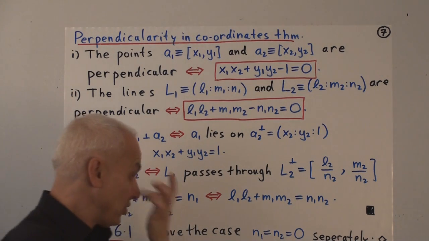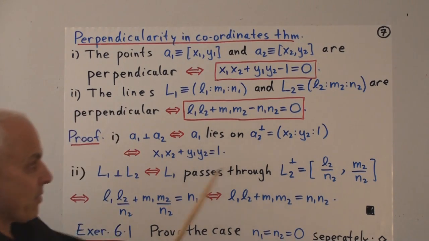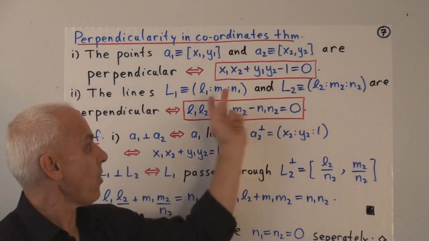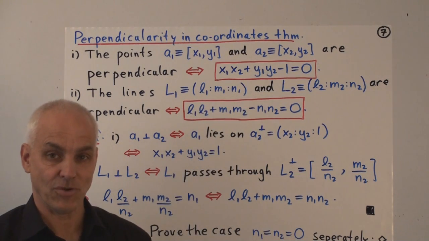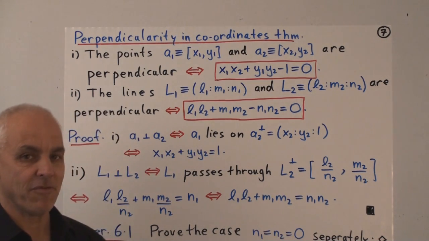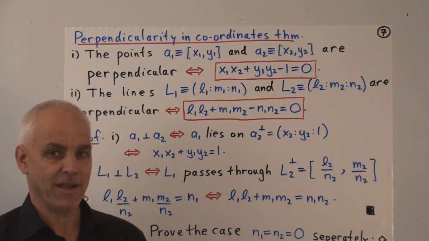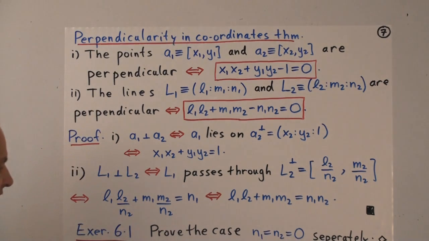Well, what happens though if N2 is 0? Then we're not allowed to do this. But then we can reverse the roles of L1 and L2, and we can apply the same argument with N1 instead of the N2. Okay, that's fine. What happens if both N1 and N2 are 0? I'm going to leave that to you as an exercise.